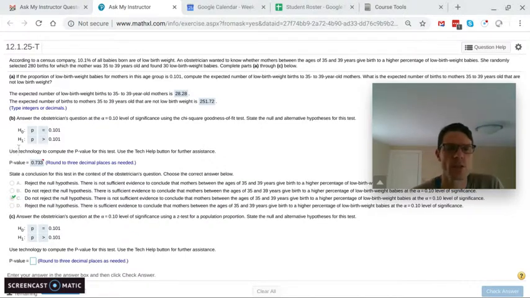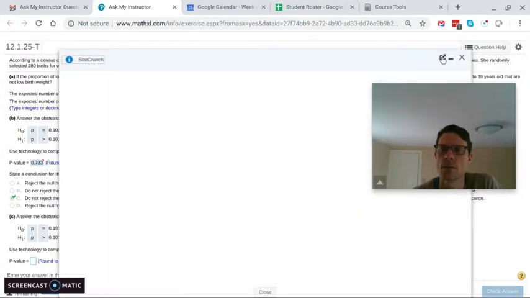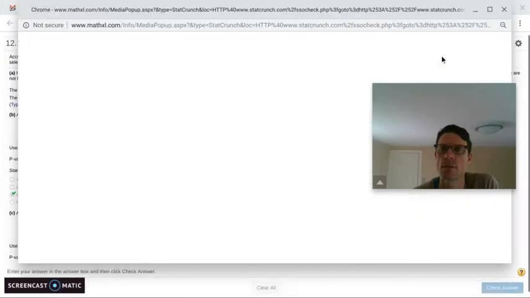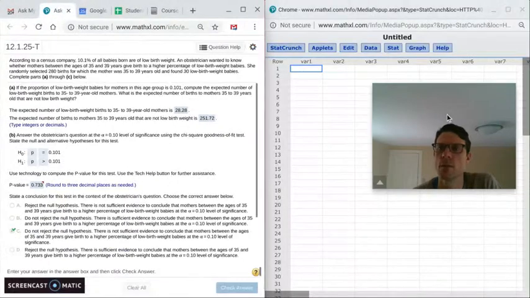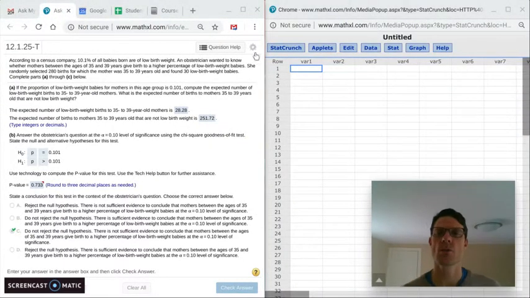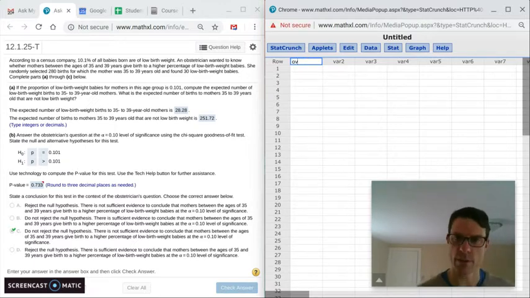So they want us to use technology, right? StatCrunch. I use StatCrunch to find the p-value for this test. This is how you actually do it. It's kind of weird. So I'm just going to open up StatCrunch. Okay, so what we're going to do is, like all the other goodness of fit tests, we're going to have an observed column, or expected. I guess it doesn't really matter which order we put them in. Expected and observed.